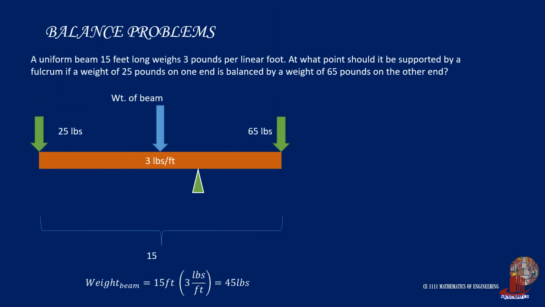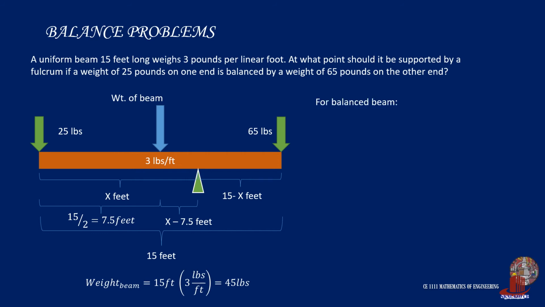If we denote x, the distance of the fulcrum as referred to the left end, the remaining distance is taken as 15 less x. Moreover, the placement of the weight will be at 7.5 feet, leaving x minus 7.5 for the fulcrum. For the beam to be balanced, the rotation is taken as 0. That is, the clockwise rotation is equal to the counterclockwise rotation.